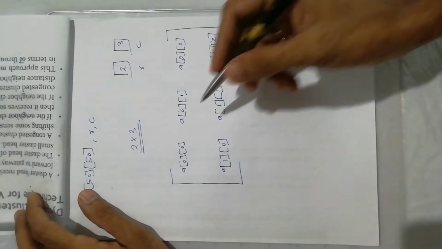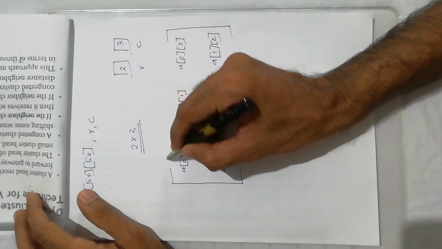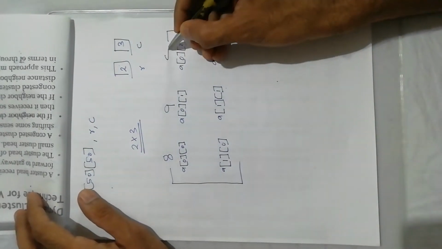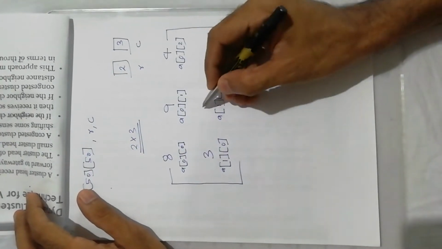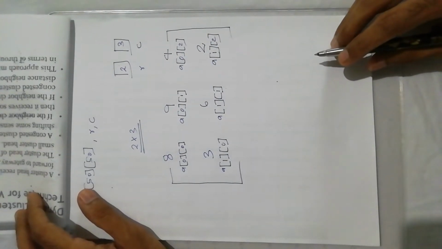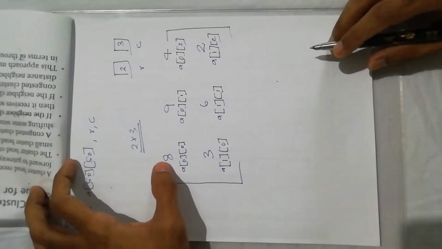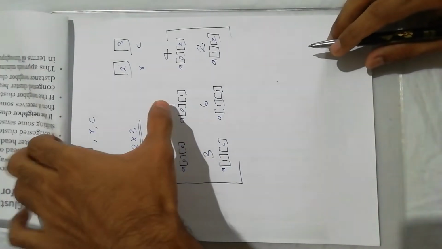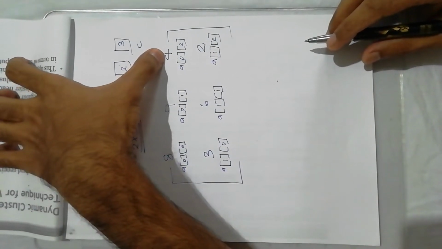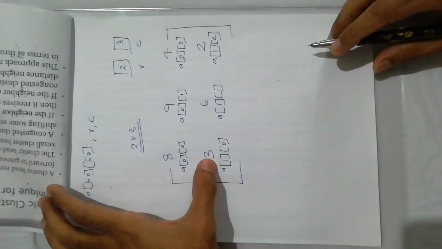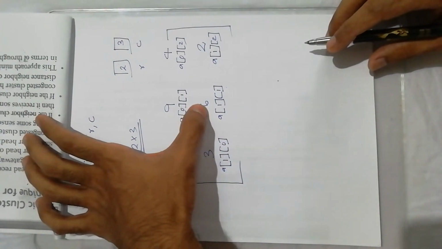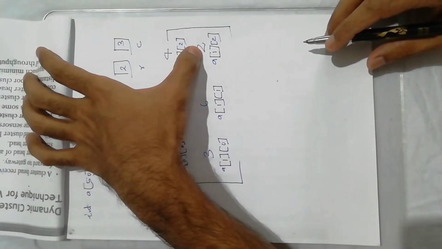Okay, for example the values, suppose the matrix values are 8 9 4 3 6 2. These are the values. The indices of 8 are 0 0, indices of 9 are 0 1, and the value 4 can be represented with the help of 0 2. The value 3 can be represented as 1 0. The value 6, the index of 6 is 1 1. The indices of 2 are 1 2.